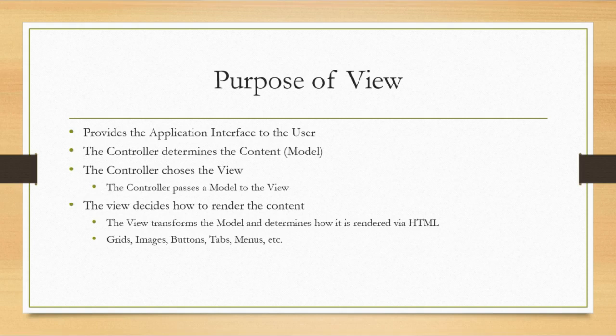Now keep in mind with this design pattern, a view knows nothing about any other view. Okay, it only knows what it gets from the controller. So the view then takes the model, transforms or repurposes it, usually via HTML. It also may add in grids and buttons and images and other controls to the screen so the user has a nice experience. The view can even determine the language. We won't be doing that in this course, but it can be done.